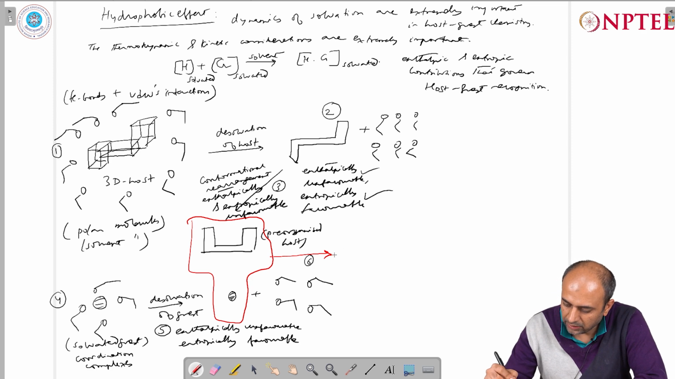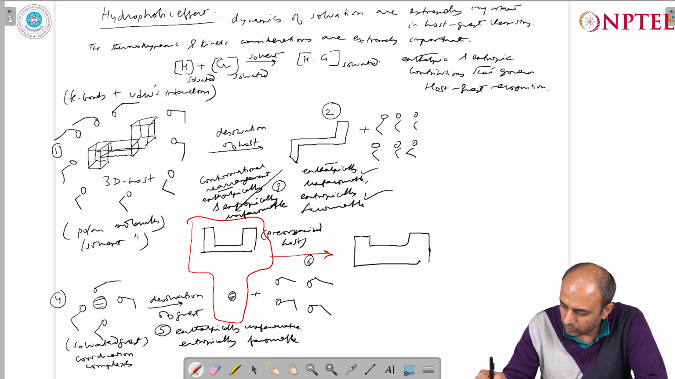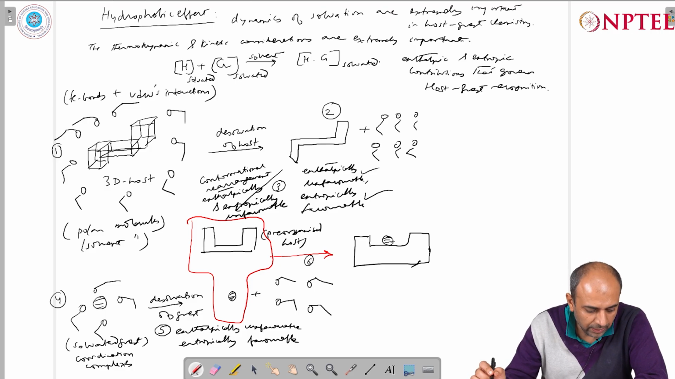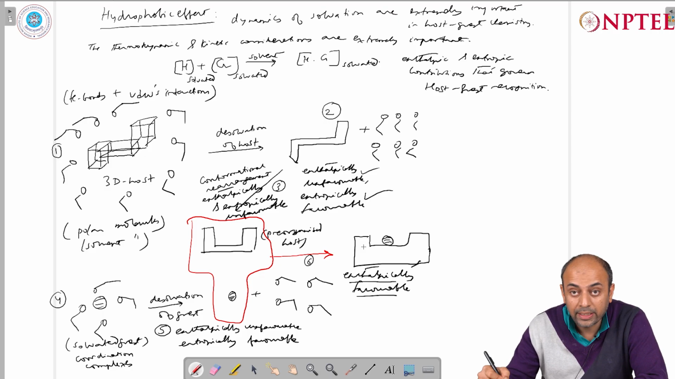Now, we have the complexation between the host and the guest, and the host-guest complex has now been formed. So this process is enthalpically favorable because there are enhanced host-guest interactions.